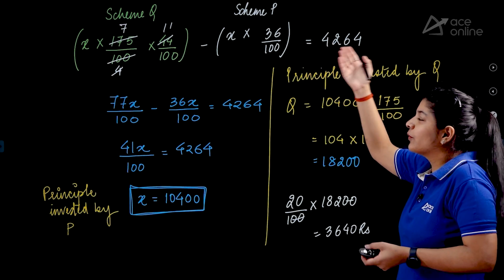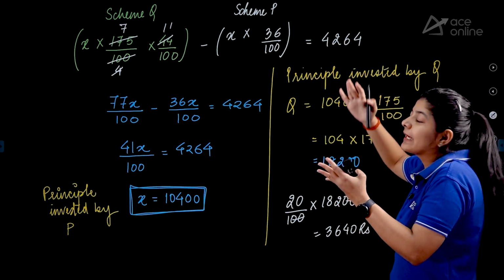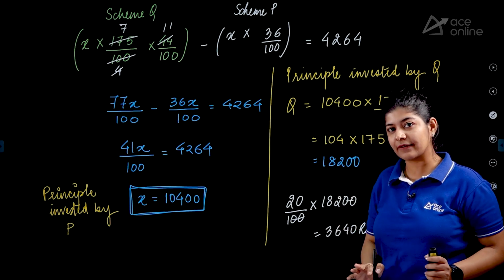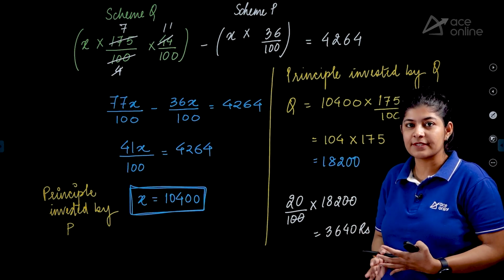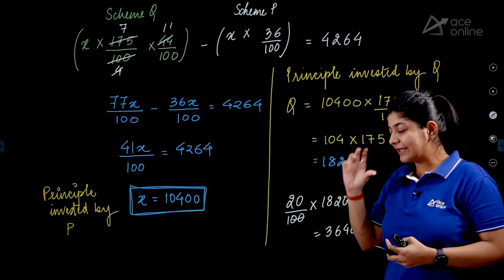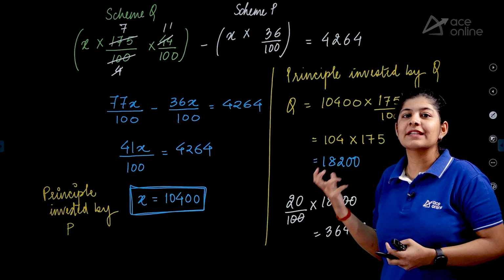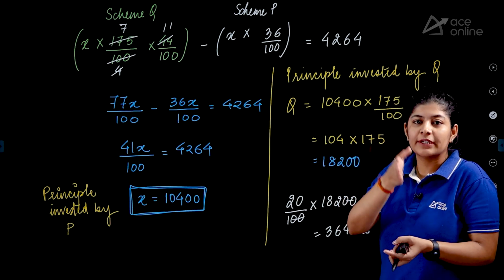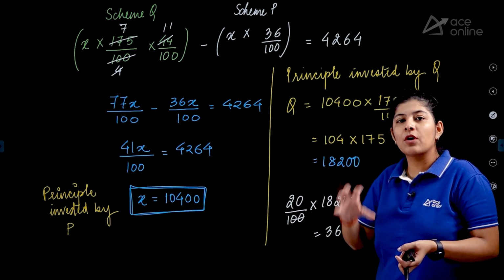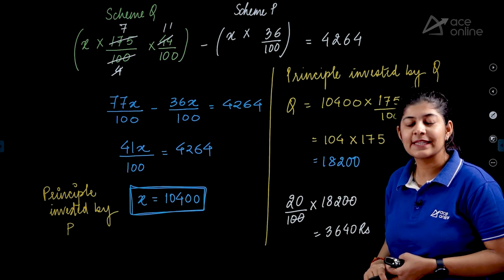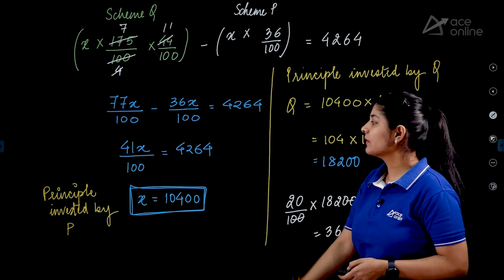So instead of doing the separate calculation, we just simply combine it, because we know that whenever we talk about simple interest, the interest that we are getting totally depends on the rate and on the time, because the principal will always remain the same. Is it clear?